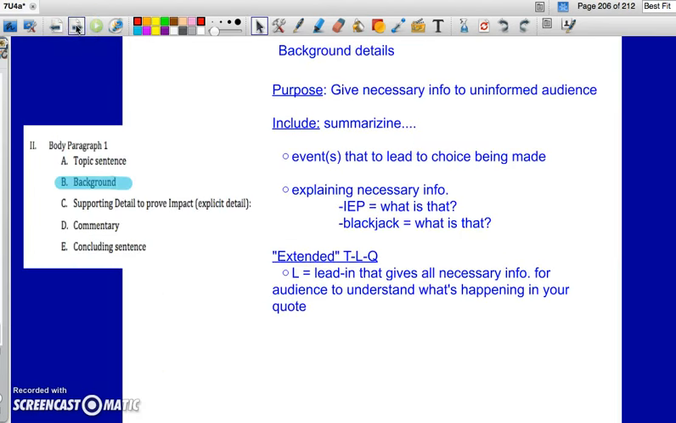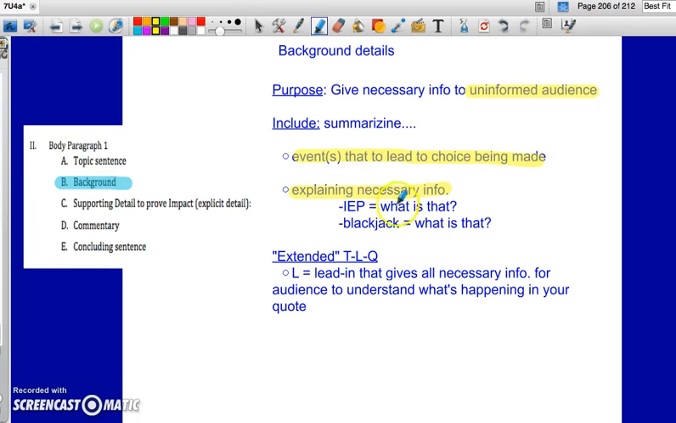Background details are going to be extremely important for this essay because you're writing to an audience that's never read Tangerine, so you're writing to an uninformed audience. Your background should include summarized events that lead up to the choice being made. So in other words, kind of like the who, what, when, where, why up to the choice. And it should explain any necessary information that the reader might be wondering about.